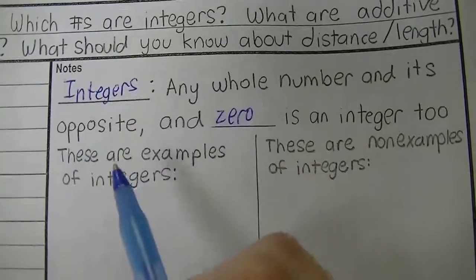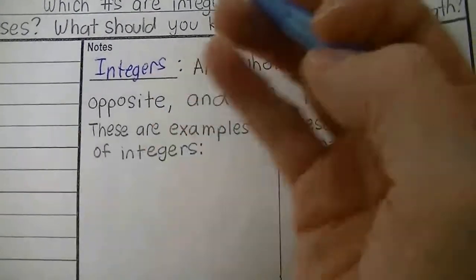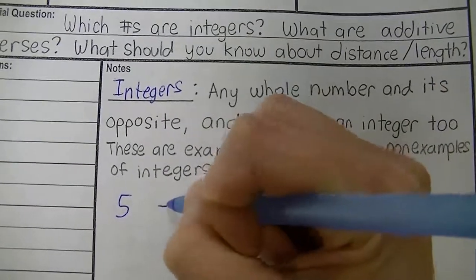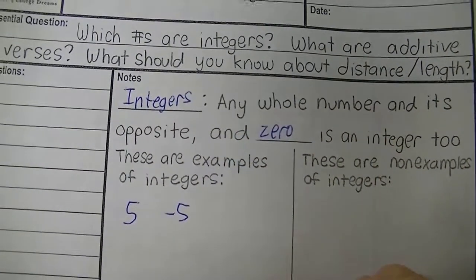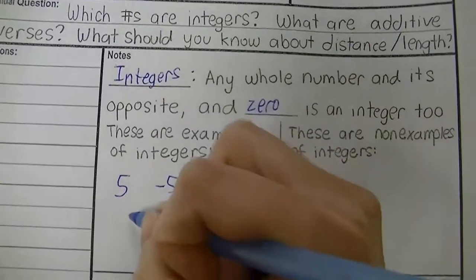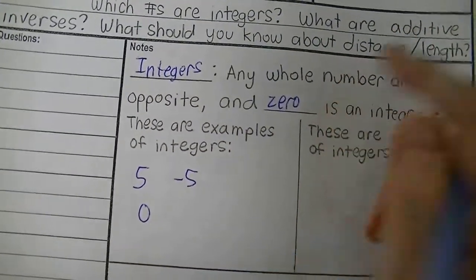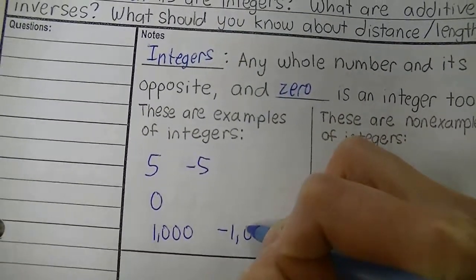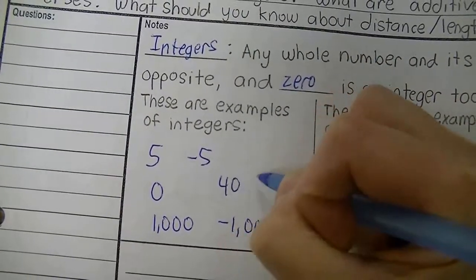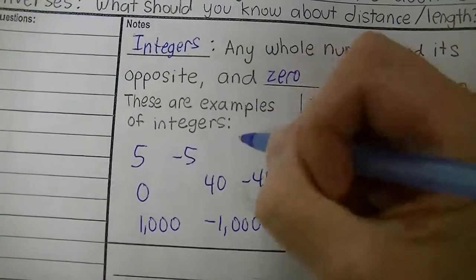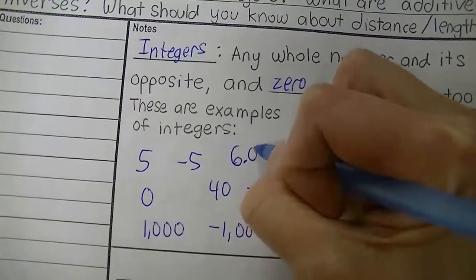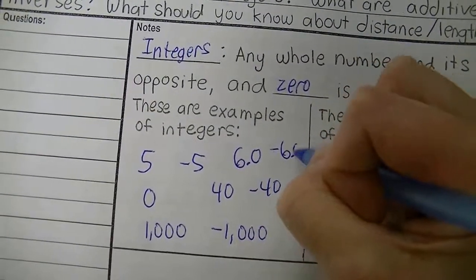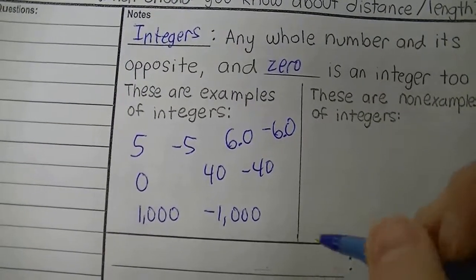Okay, so we'll start off with some examples of integers. Think of a whole number, and I'm going to think of 5, and think of its opposite, -5. So 5 and -5, those are examples of integers. We also know 0 is an integer. It's right in the definition right there. You could say 1,000. You could also say -1,000. You could say 40, -40. You could say 6 and 0/10, because that's just 6, which is a whole number. You could say -6 and 0/10. So those are all examples of integers.